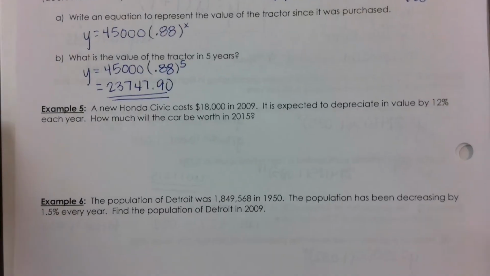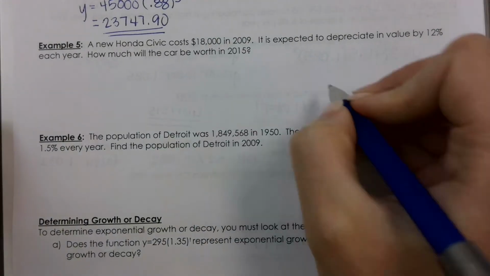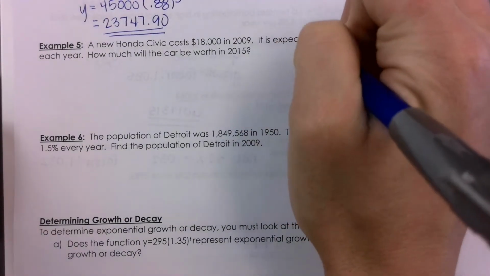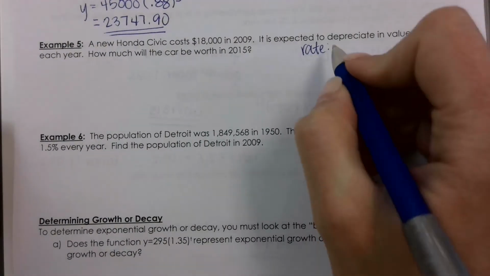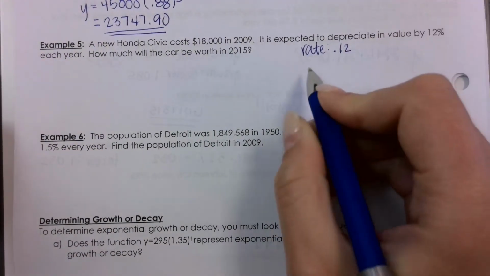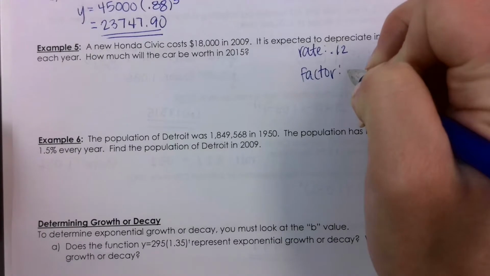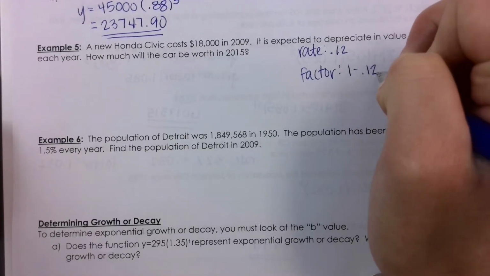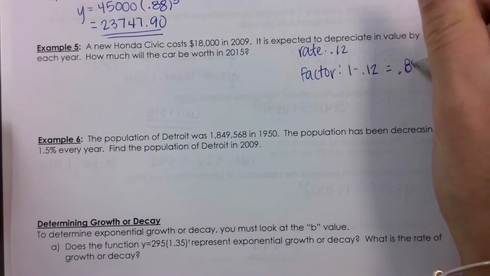So a new Honda Civic cost $18,000 in 2009. It is expected to depreciate in value by 12% each year. So how much will the car be worth in 2015? So that word depreciate tells you that it's decay. So we'll start by finding our rate. What is our decay rate going to be? 12% as a decimal. How do you write it? 0.12. Then for our decay factor, how are we going to find it? 1 minus 0.12. So we're thinking like 100 minus 12. What do we get? 0.88.